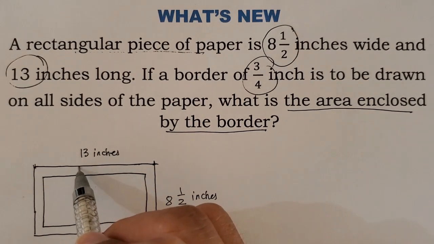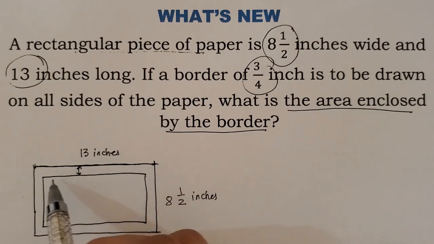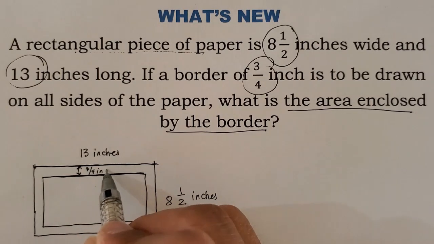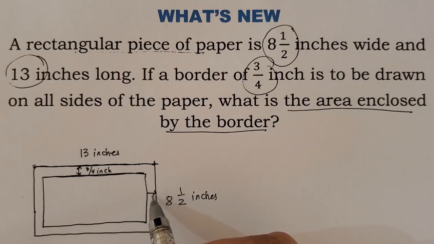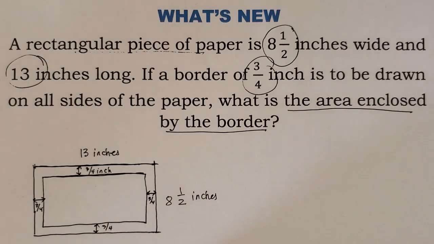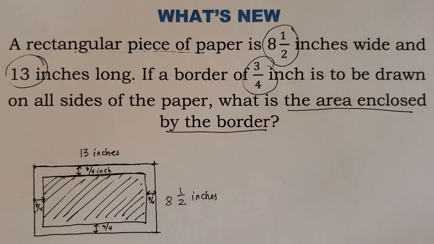So our problem would look like this. Of course, the distance from here up to here, from the outer portion to the inner border, is 3/4 inch. Also here, that's also 3/4 inch. And here, that's also 3/4 inch. And here, from this point to that point, that is also 3/4 inch. The next thing that we have to do is to find the area enclosed by the border. So the area of this portion.